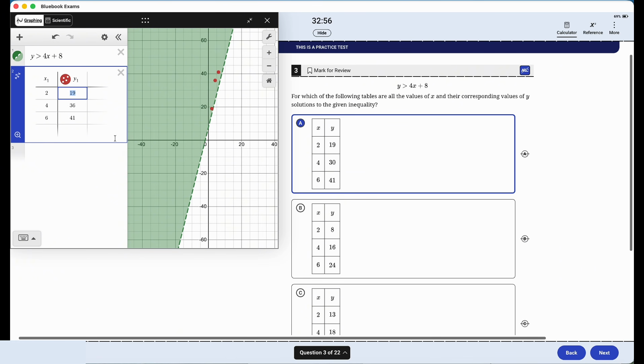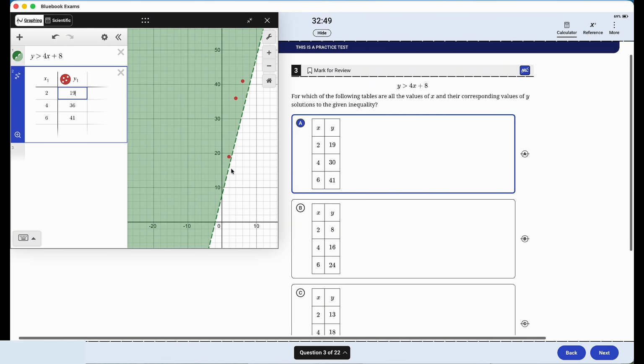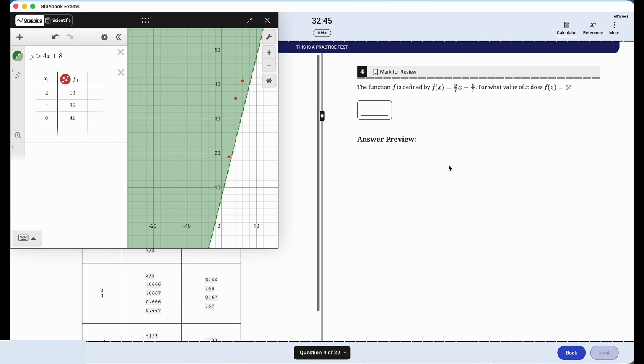I'll show you, like, for instance, if I go to B here and do 2,8, you see that's not in the shaded region, right? So you just want them all in the shaded region. And you got to be careful. Sometimes they'll put them on the line, but if it's a dashed line, you can't be on the line, right?